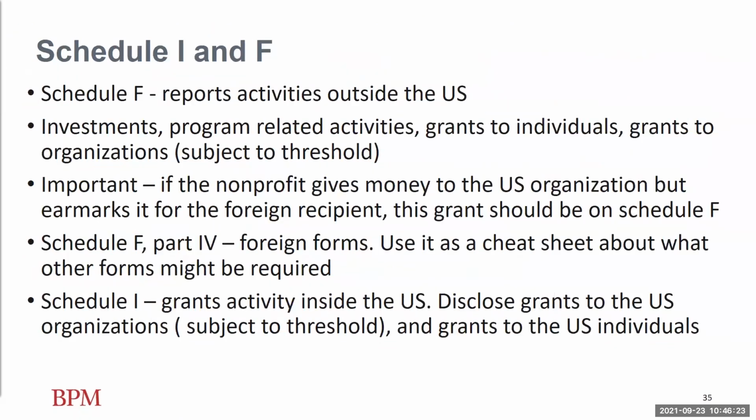Next one. So Schedule I and Schedule F are pretty similar, except Schedule F will report activities outside the US, such as investments as well. Both Schedule I and Schedule F report grants to organizations and individuals. Schedule F is for foreign individuals. Schedule I will report it for domestic individuals. Grants to organizations are subject to a threshold of more than $5,000. You don't disclose names of people who receive grants. It's just done in summaries. So make sure you don't put somebody's name.